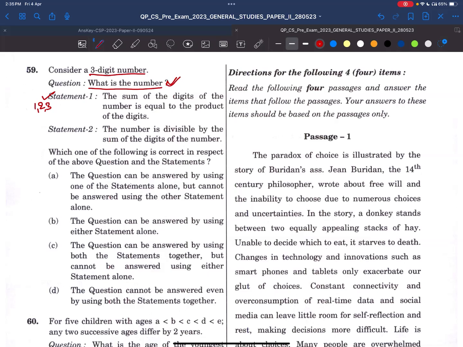The number is divisible by the sum of the digits of the number. That means it should be divisible by the sum of the digits. What is the sum of the digits?